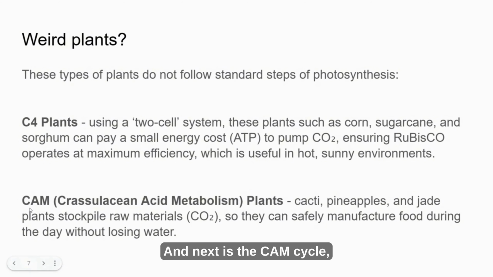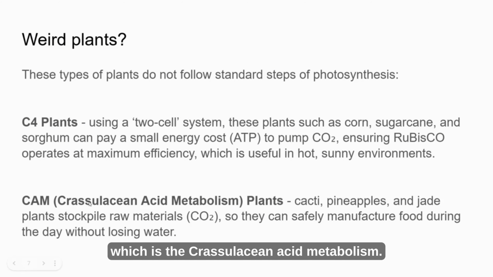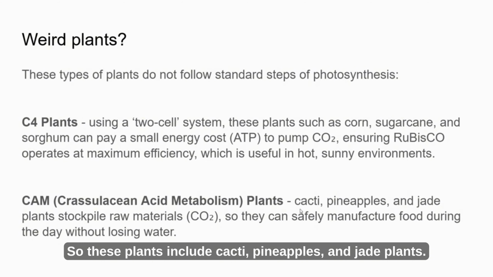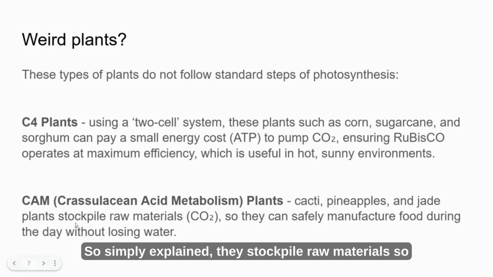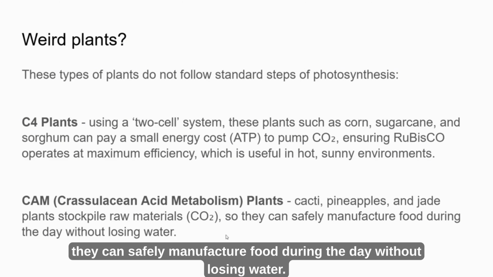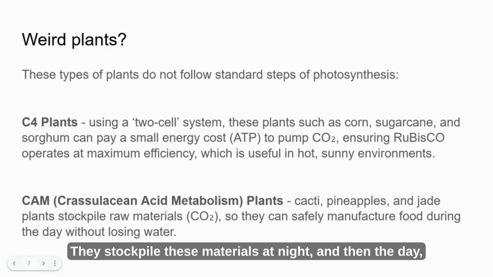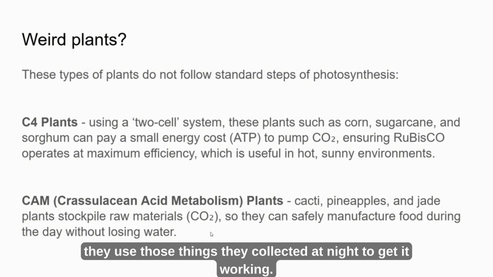And next is the CAM cycle, which is crassulacean acid metabolism. These plants include cacti, pineapples, and jade plants. Simply explained, they stockpile raw materials so they can safely manufacture food during the day without losing water. So they kind of work at night. They stockpile these materials at night, and then in the day they use what they collected at night to get it working.